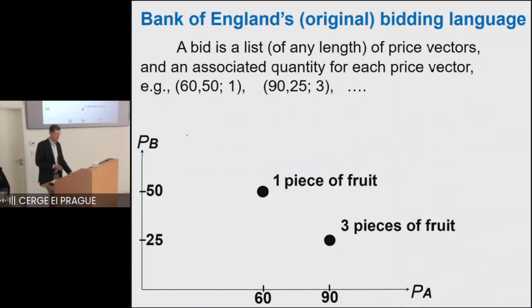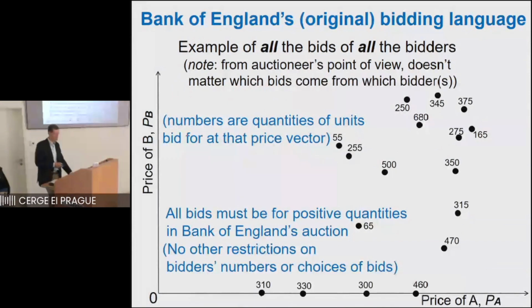Obviously, bankers don't hand in pieces of paper showing pictures. They type in a list of bids like this. So this is an example of all the bids of all the bidders. And as I said, it doesn't matter from the auctioneer's point of view whether bids come from one bidder or many bidders. And the auctioneer could actually just look at these bids and choose the price pair he wants. He can just choose any price for bananas, any price for apples, and then looking at this picture, we will just give to each bidder what is best for that bidder.